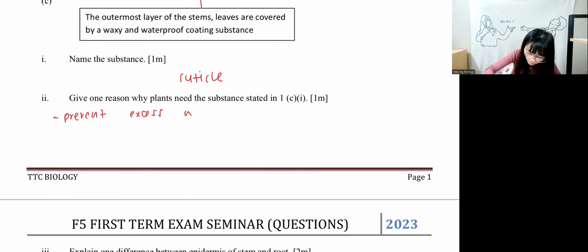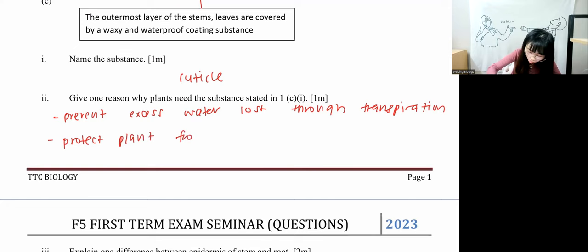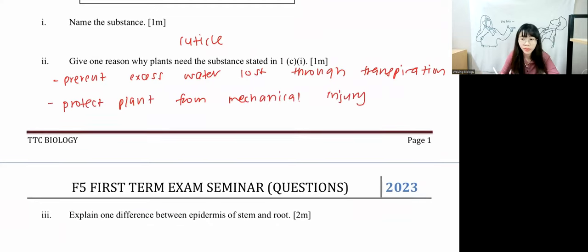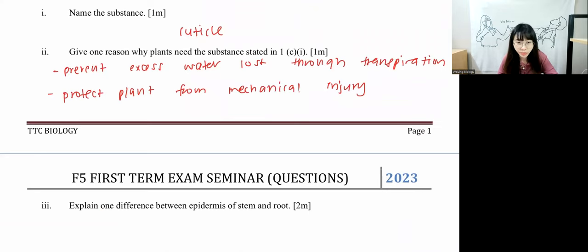Prevent excess water loss through transpiration. Okay, the other one, protect the plant from mechanical injury. From mechanical injuries. You can choose one to write, guys. If you haven't learned chapter 4 before, you can actually write prevent excess water loss through evaporation. Also can.